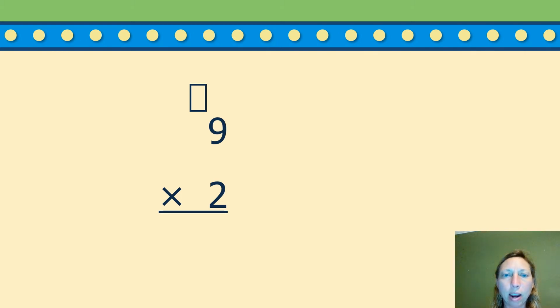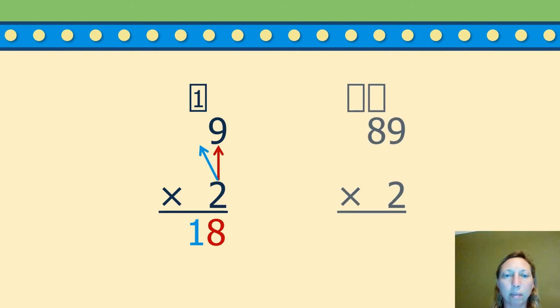We know 9 times 2 is 18. So what they're showing you here is they're going to put the 8 in the ones column and carry the 1 over to the tens column. They're just going to bring down the 1 because there's nothing to multiply right there. All right, 9 times 2, that would be 18. They're going to split that 18 up, put the 8 in the ones column. The 1 goes over the tens column.